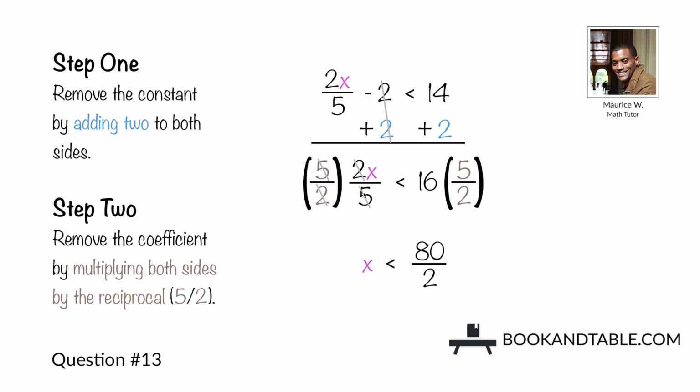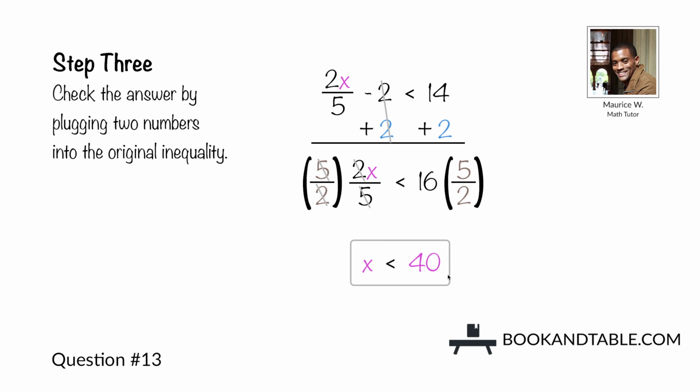5/2 times 2/5 would cancel each other out, leaving you with just x on the left side. 16 times 5 equals 80. 80 divided by 2 is 40. So we get x is less than 40. Step 3, we want to check the answer by plugging two numbers into the original inequality.